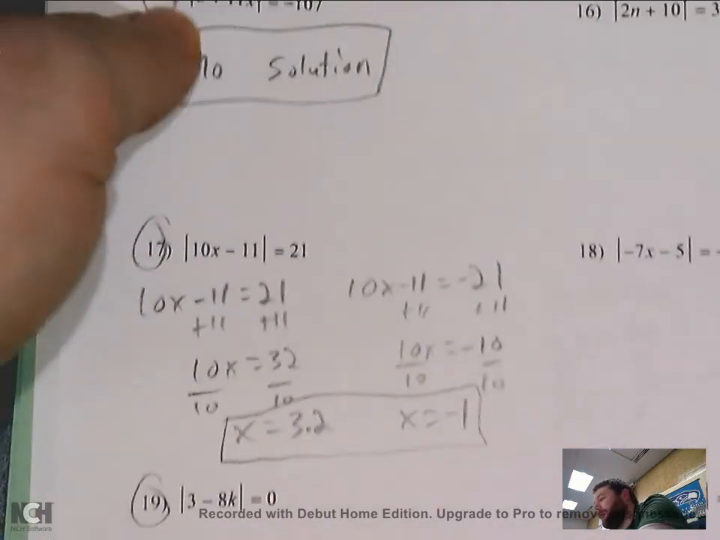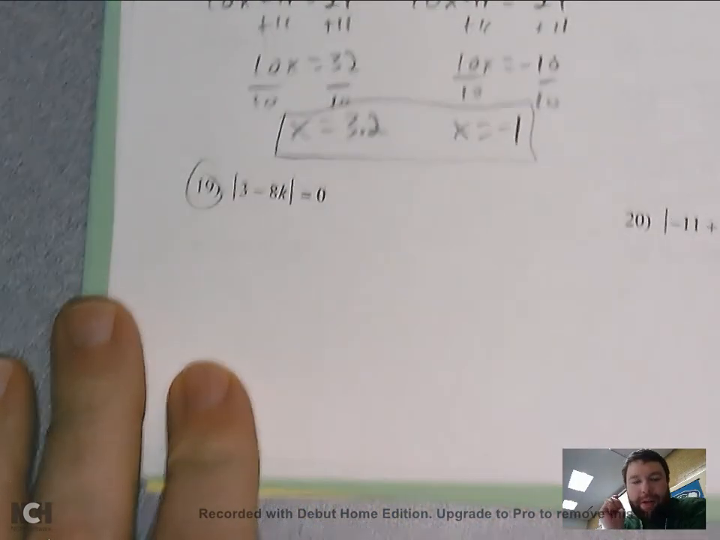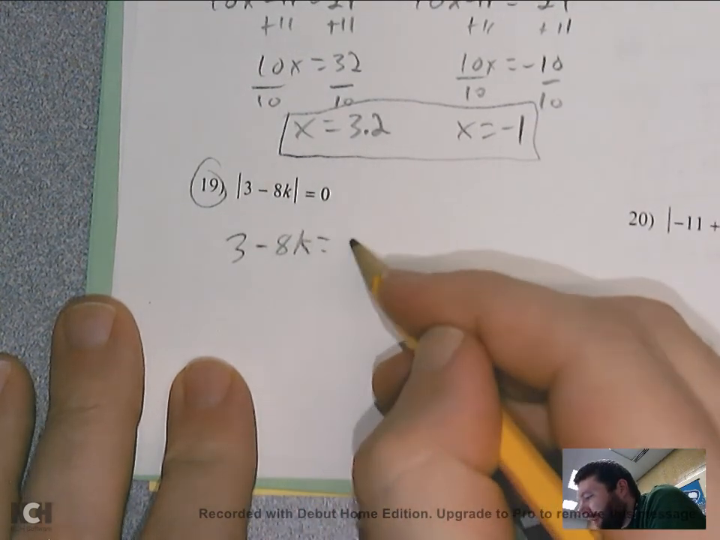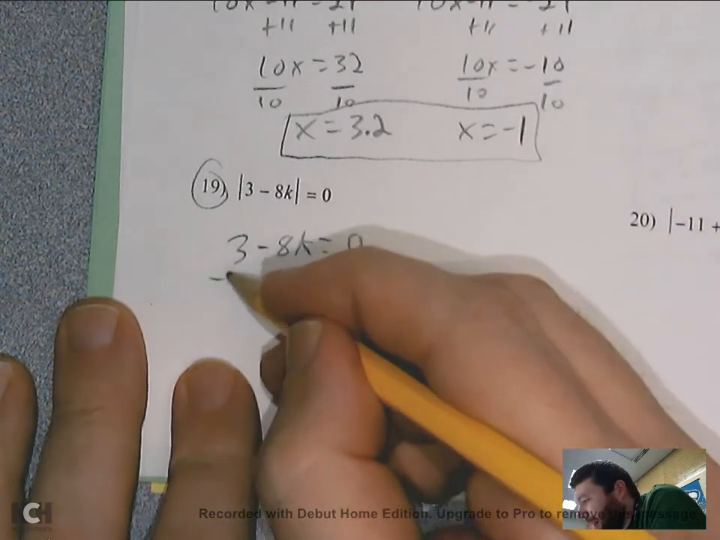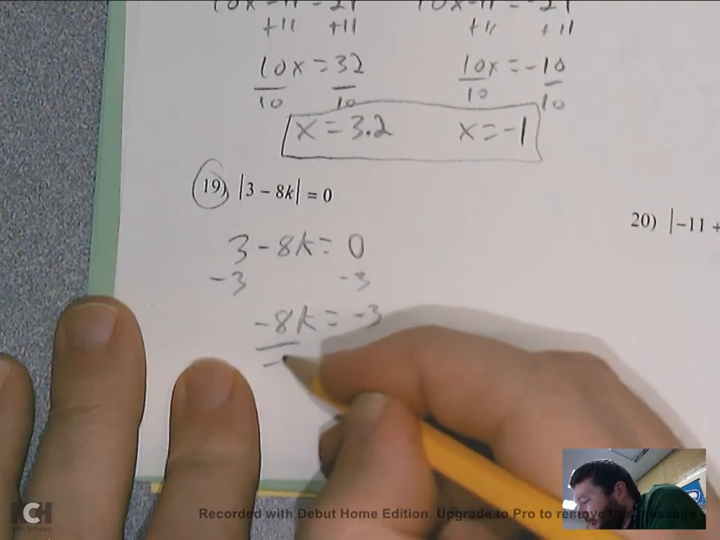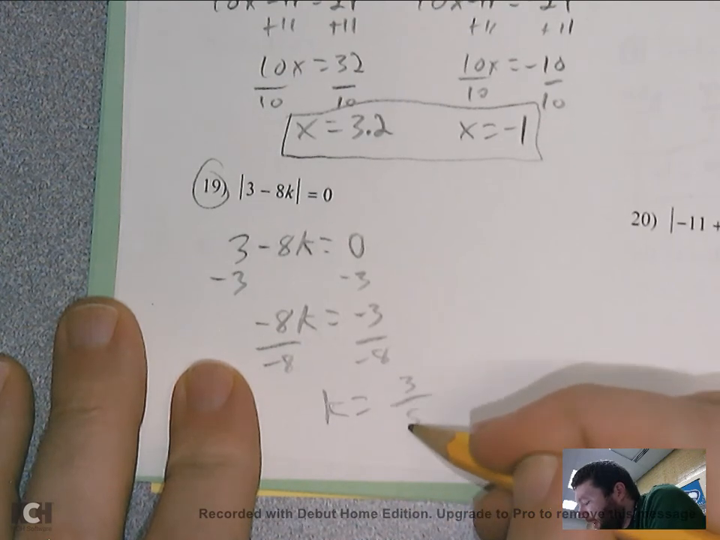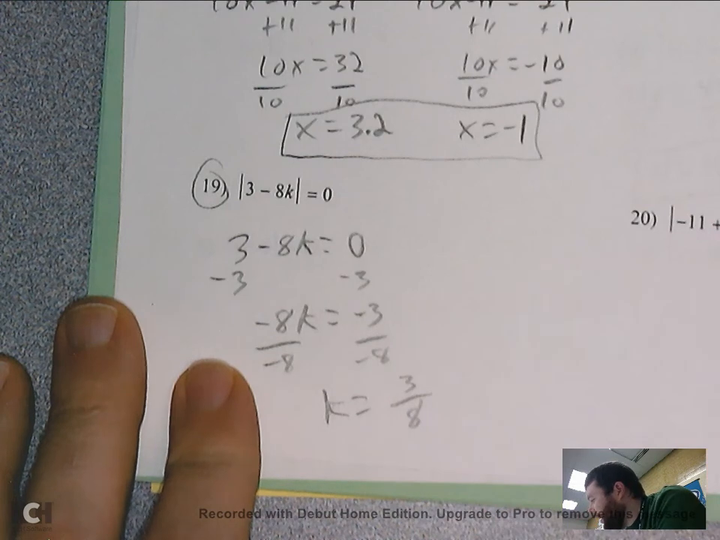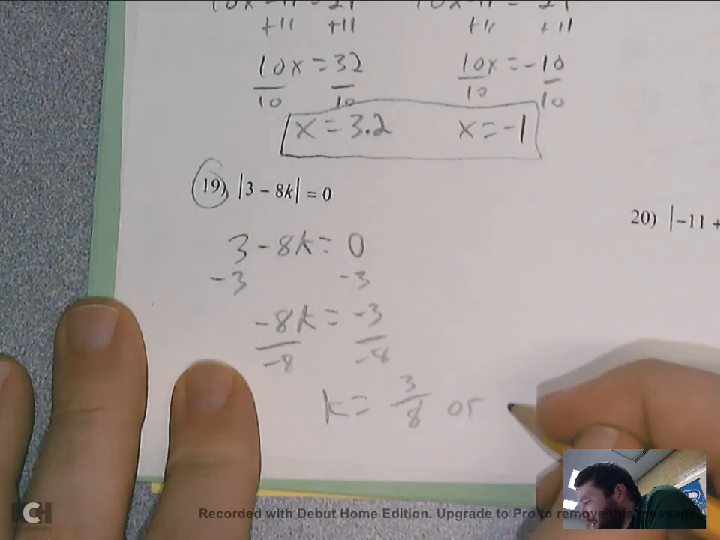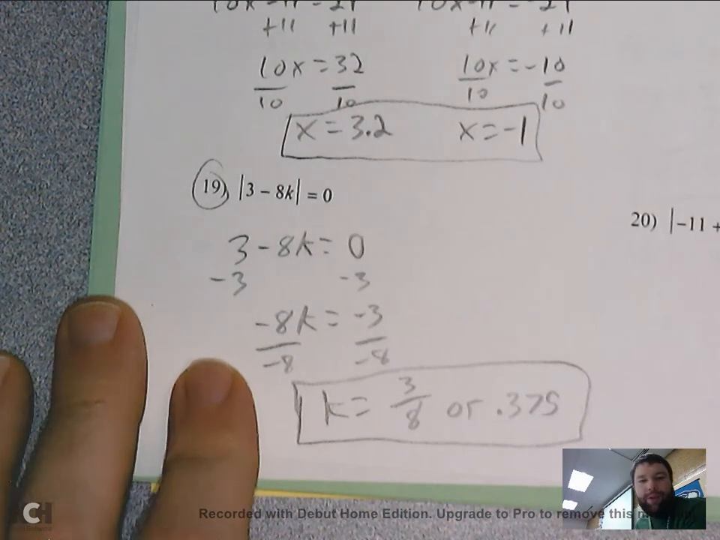I'll do one more. So looking at this one, number 19, it's equal to 0. So how many solutions are there going to be? There's going to be one. Only one solution. So 3 minus 8k has to equal 0. And so you would subtract 3 gives you negative 8k is equal to negative 3. Divide by negative 8. And k is going to equal 3 over 8. And you can just leave it like that. If you want to convert 3 over 8 to a decimal, you could also say 0.375. But that would be your answer.